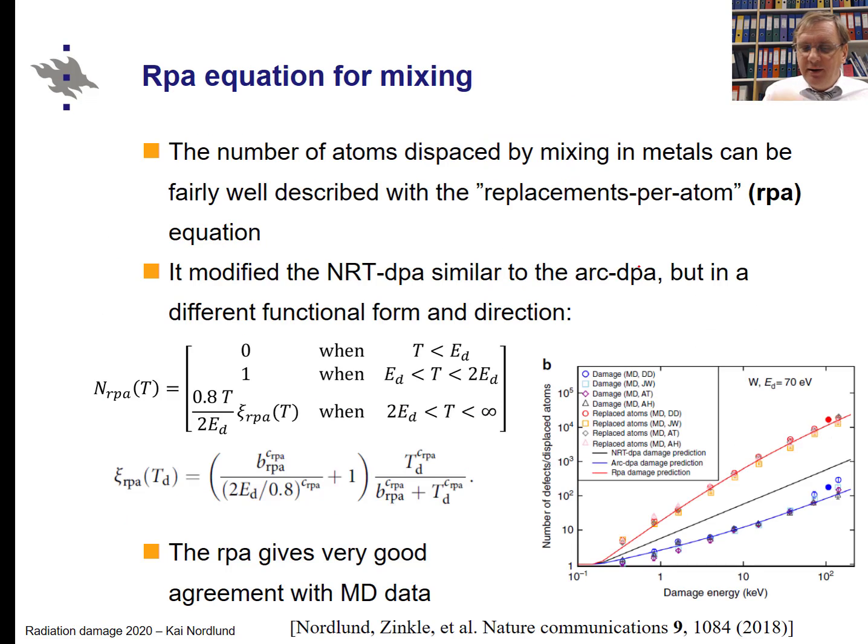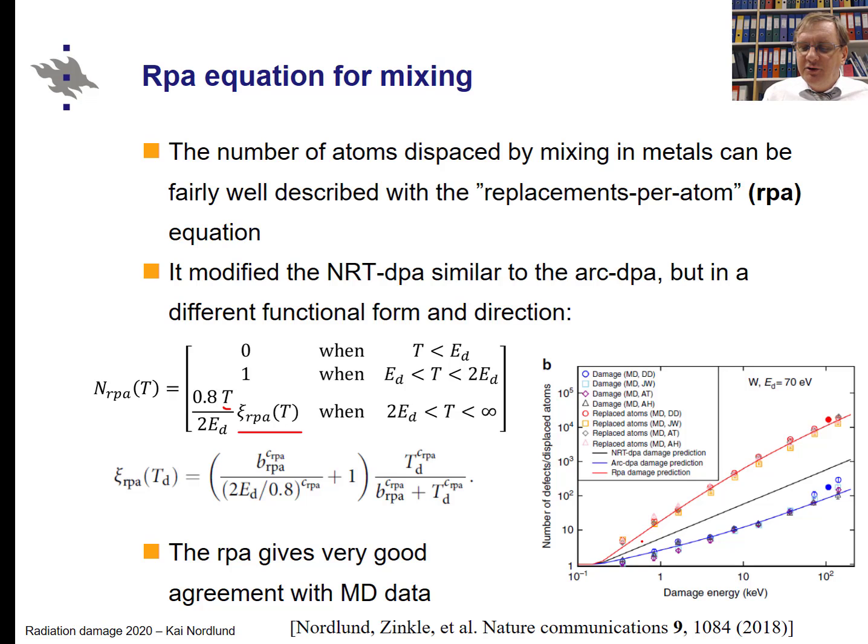And one can also form an NRT-like equation for the ion beam mixing. This is known as the replacement per atom equation. This equation is exactly the same as the previous one for the RTPA, except that this psi coefficient is now a different function of the damage energy. It has a different functional form which increases superlinearly at first, but then saturates towards a linear value. If the energy T is much larger than B, then this becomes about 1, so it becomes a linear function of the damage energy T.